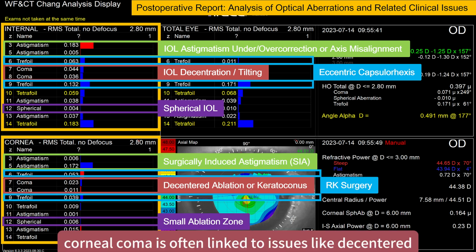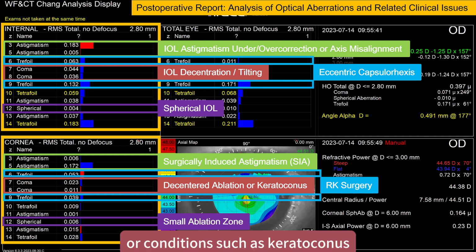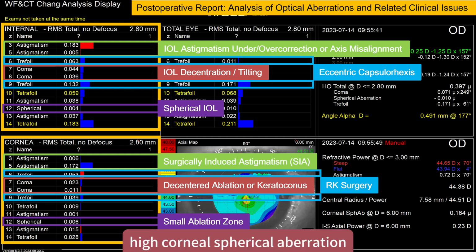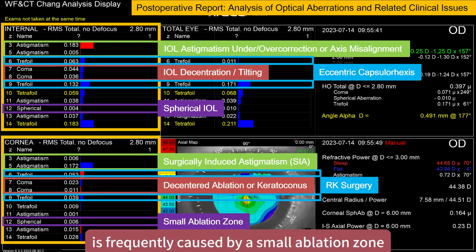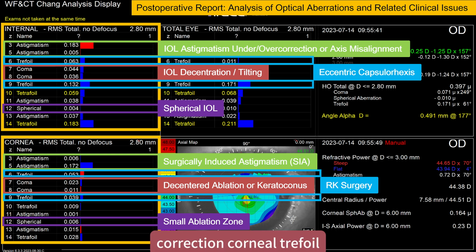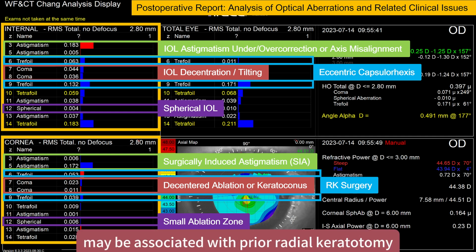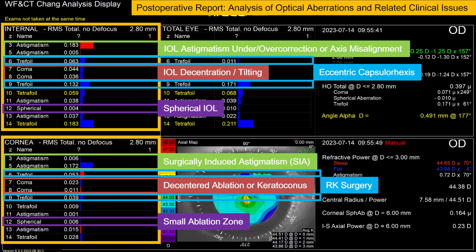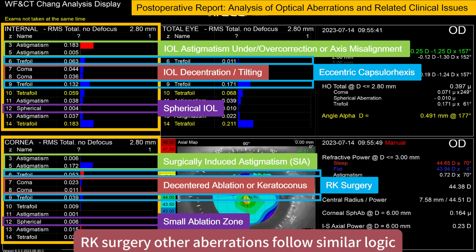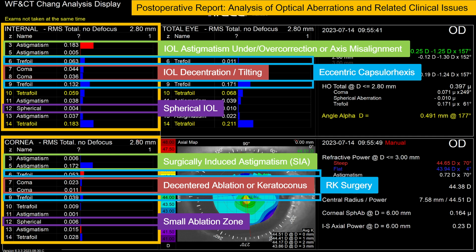Corneal coma is often linked to issues like decentered laser ablation from prior refractive surgery, or conditions such as keratoconus. High corneal spherical aberration is frequently caused by a small ablation zone, which is common in certain types of laser vision correction. Corneal trefoil, a specific type of higher-order aberration, may be associated with prior radial keratotomy, RK, surgery. Other aberrations follow similar logic. Each type points to a specific clinical cause. By matching the observed aberration to its likely source, we can quickly determine what went wrong and how to address it.